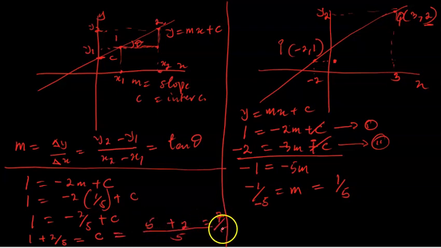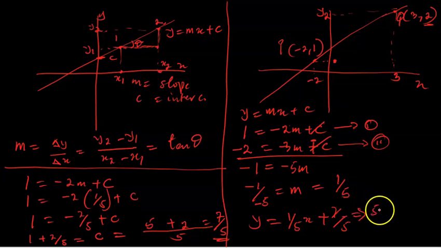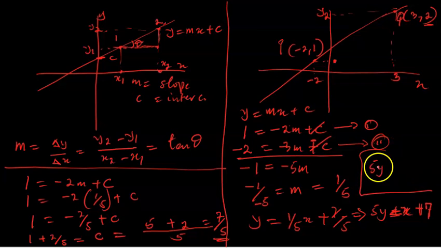That's equal to 7 over 5. So if C is equal to 7 over 5, now I can conveniently define my equation. My equation obviously should look like this: y is equal to, my M is 1 over 5, x plus 7 over 5. I can multiply through by 5 so that my equation looks a little bit neater. It becomes 5y equals x plus 7. That is, my equation should be 5y equals x plus 7.